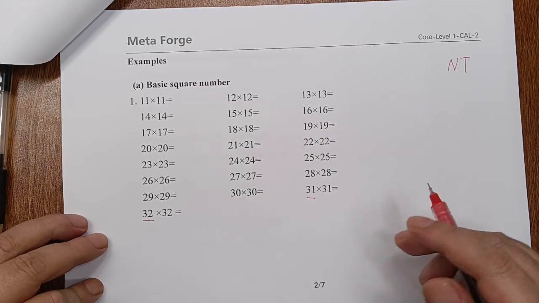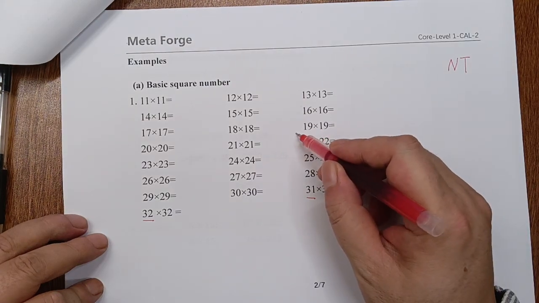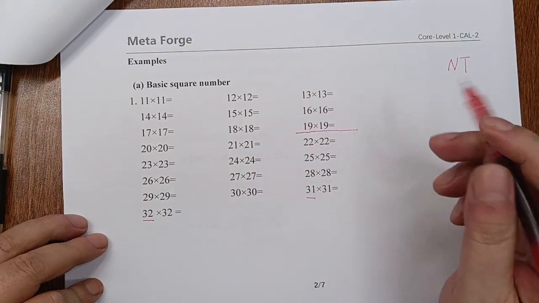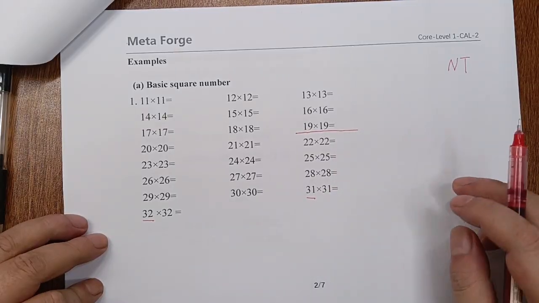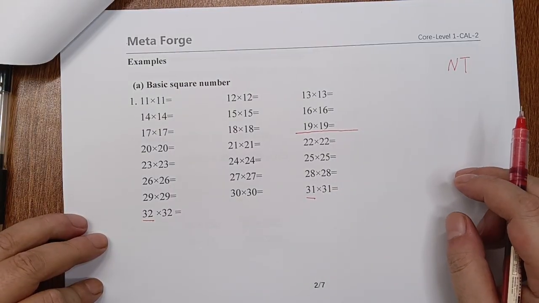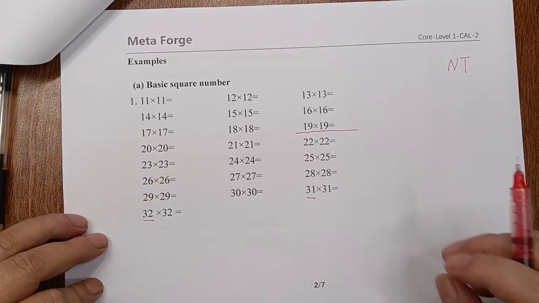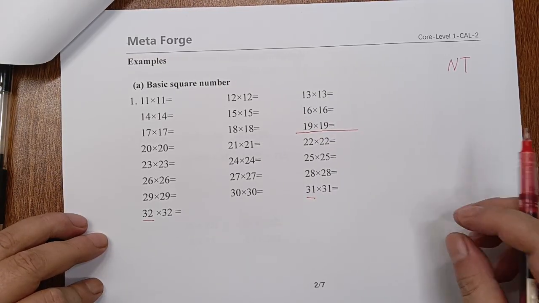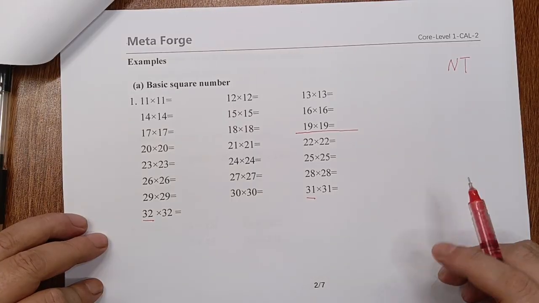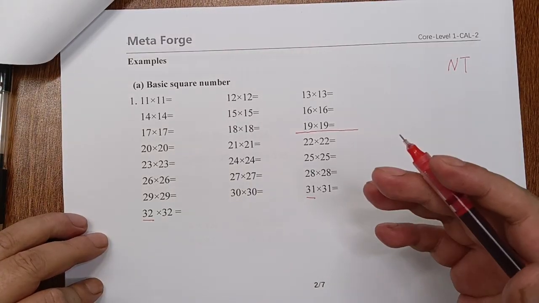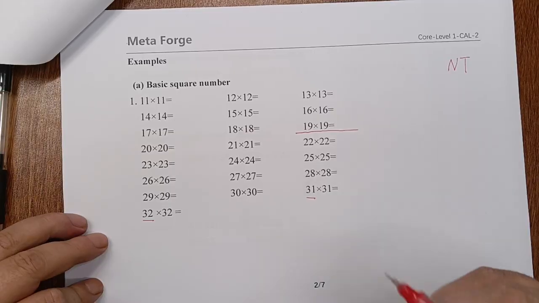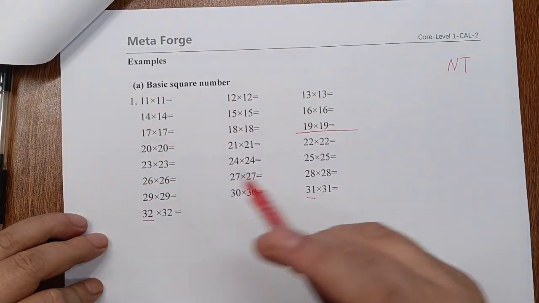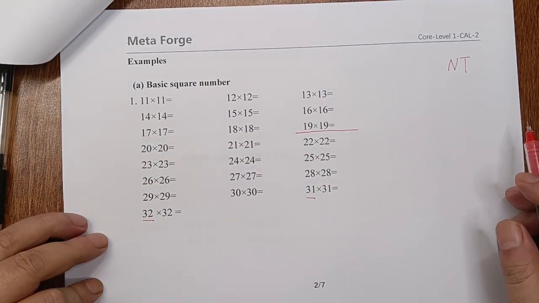In India, the country commands students to master the multiplication table within 19 times 19. It's good, but going a little further is essential on the MathForge system. Okay, let's begin.